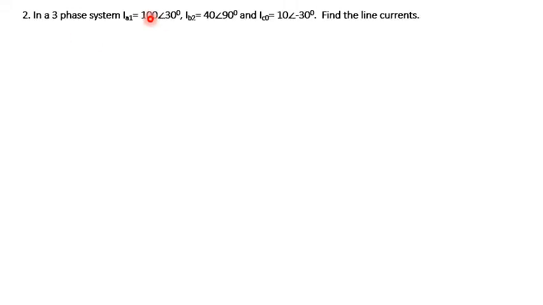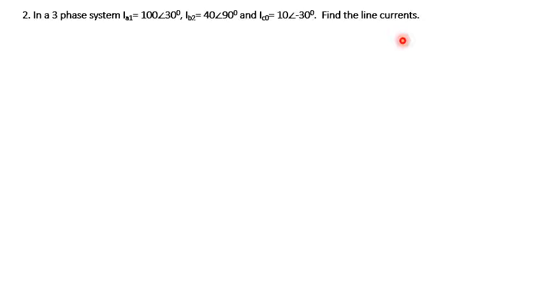Let's take another numerical. In a three-phase system, IA1 is 100 at an angle of minus 30 degrees, IB2 is 40 at an angle of 90 degrees, and IC0 is 10 at an angle of minus 30. We have to find the line currents. So you have to be very careful here. We'll talk later about what the line current is and how we calculate that.